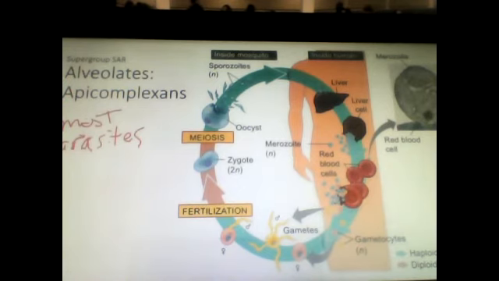Most of them are parasites. And they have a pretty complex life cycle, as you can see here, that involves both asexual and sexual reproduction. So asexual and sexual reproduction that require 2 hosts, not just 1. So asexual and sexual reproduction and 2 hosts.